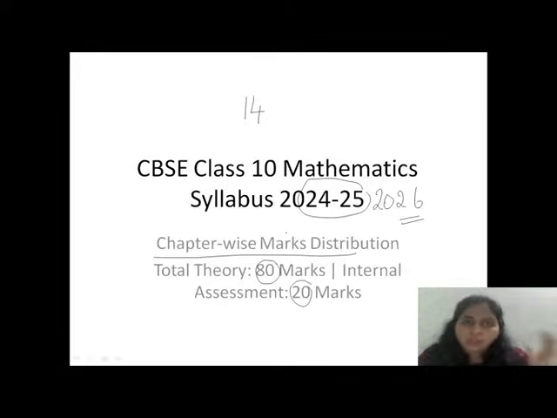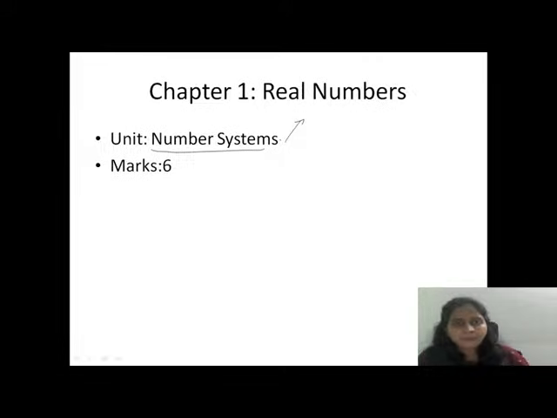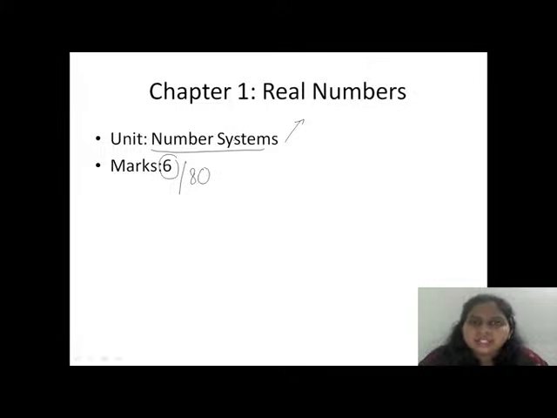Among these 14 chapters, the first unit is real numbers. We call it number systems, but only real numbers has been included in 10th CBSE. For this real numbers, the total marks we have are 6. So you are going to get 6 marks among 80 from this real numbers topic.